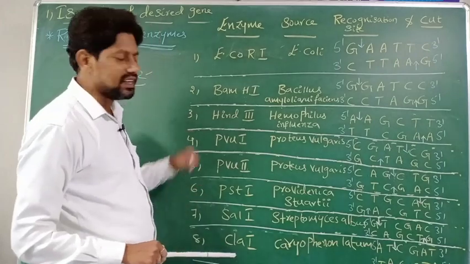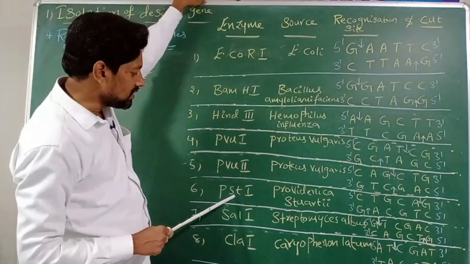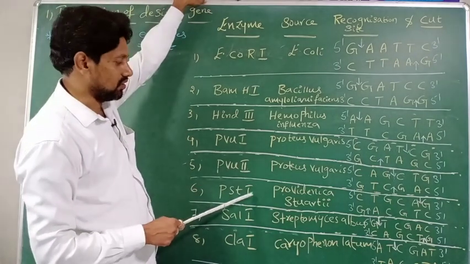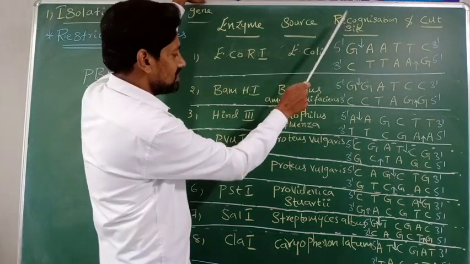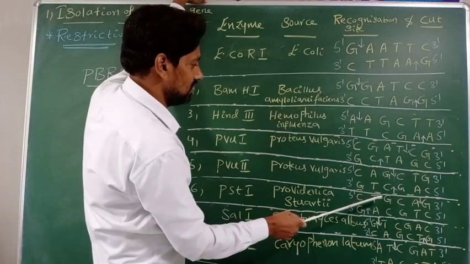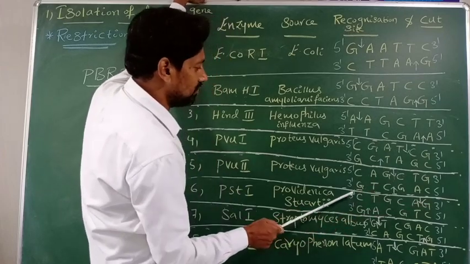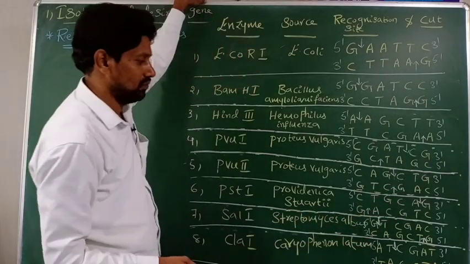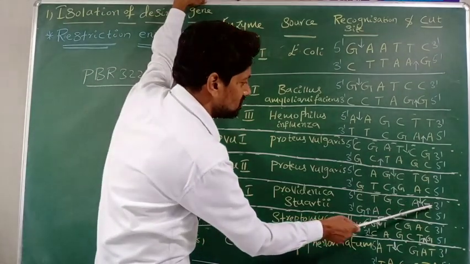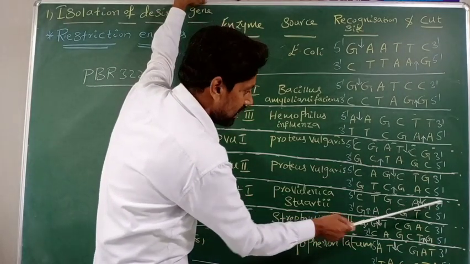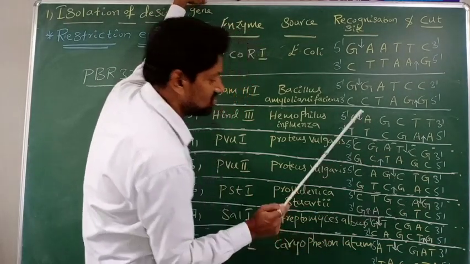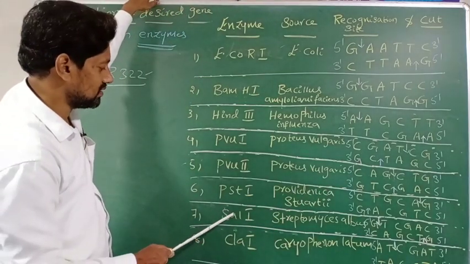Now go for PstI. Sir, for this enzyme, the recognition site is CTGCAG, reading from 5' to 3'. Cut is made between A and G. Go for the next one.